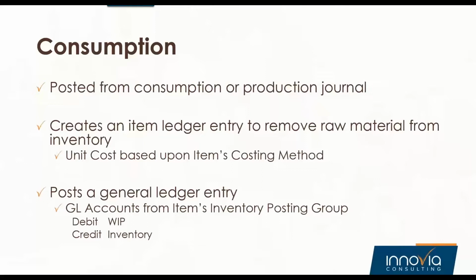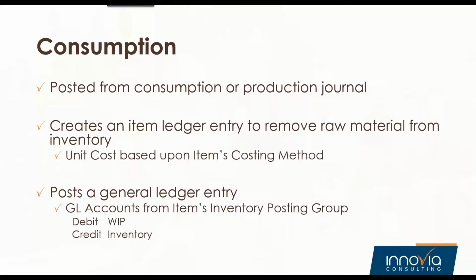It will also post a general ledger entry. And if you have inventory set up with automatic cost posting selected, it'll do that right away. If you do not, it'll do it the next time you run your adjust cost item entries. So that general ledger entry uses GL accounts from the inventory posting group on your raw material. So it's going to debit the WIP account from that inventory posting group and then credit your inventory account.